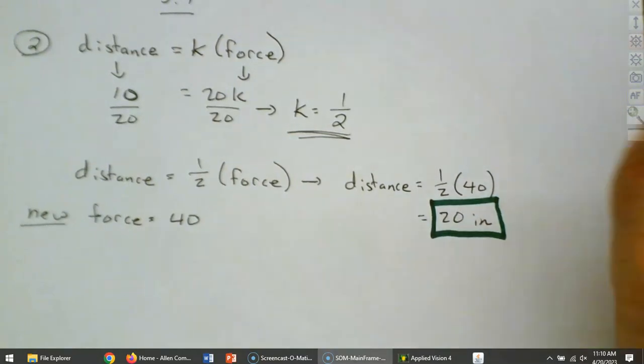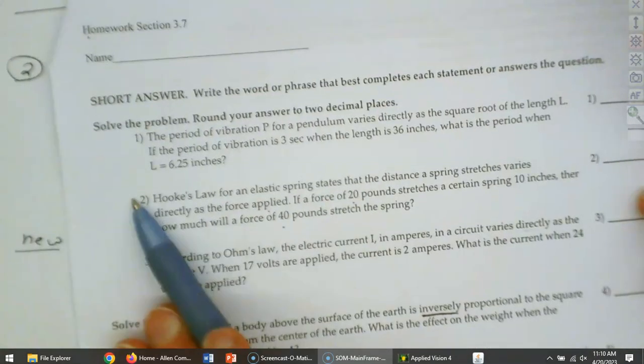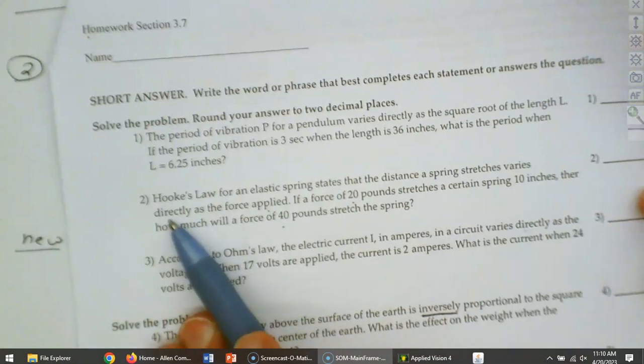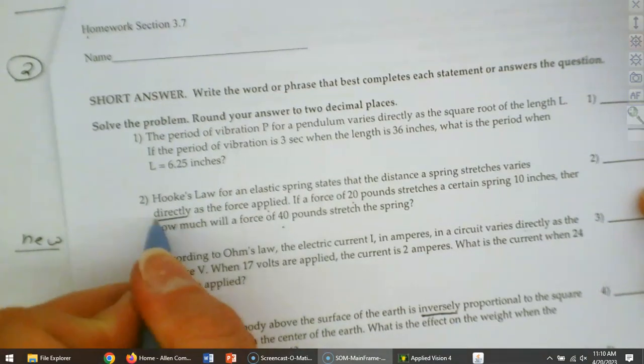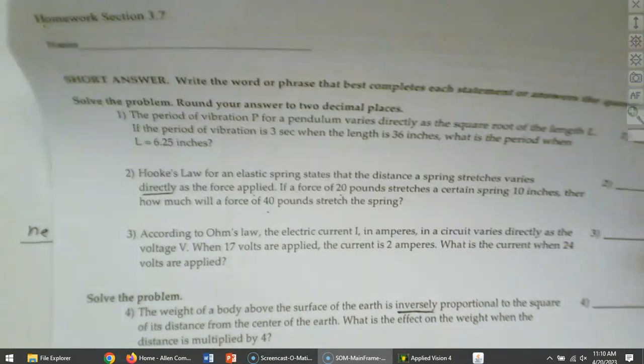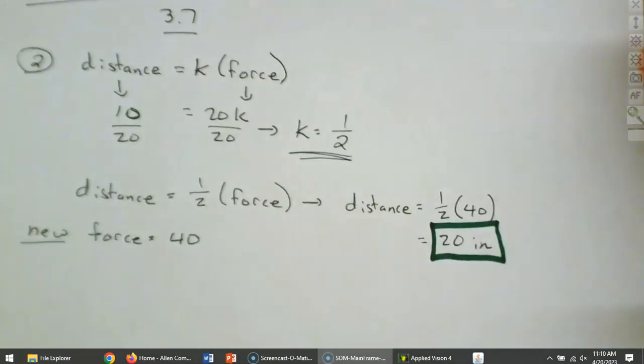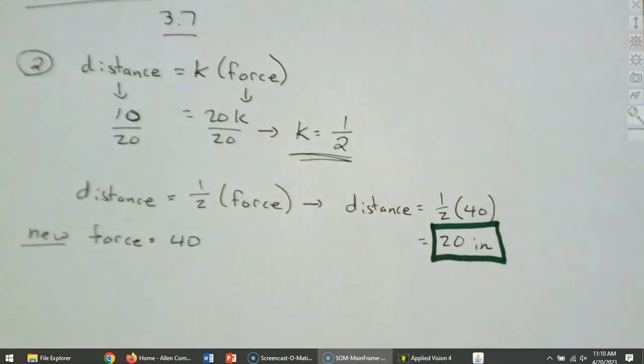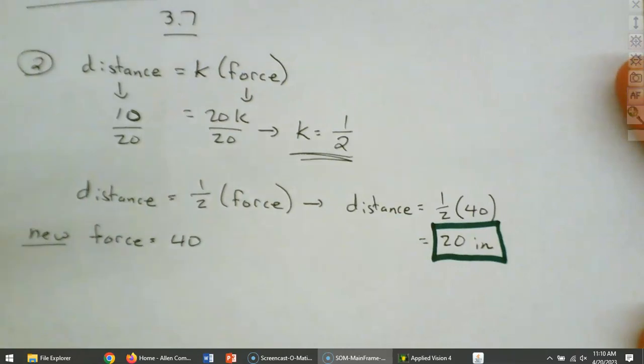Why do we multiply? Because what's the key word here? What's the key word? Direct. When it says directly, what does that mean? Directly means we multiply. So we set up our formula. Distance that your spring stretches is equal to K times the force. In a physics class, you would get different Ks based upon different springs. Each spring has its own constant here.